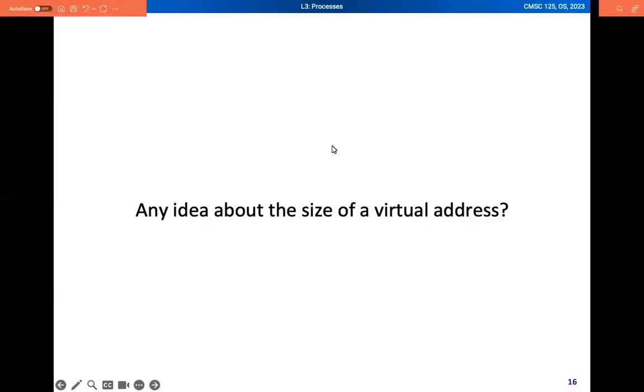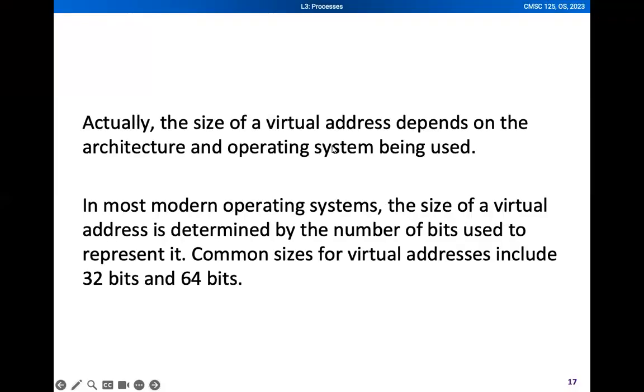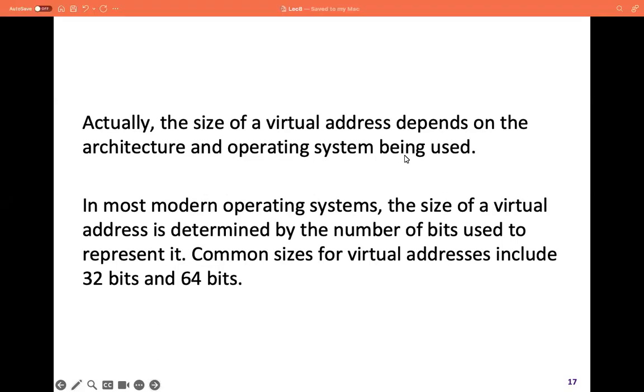Any idea about the size of a virtual address? Actually, the size of a virtual address depends on the architecture and OS used. In most modern OS, the size is determined by the number of bits that are used to represent it. And the common sizes are 32 bits and 64 bits.